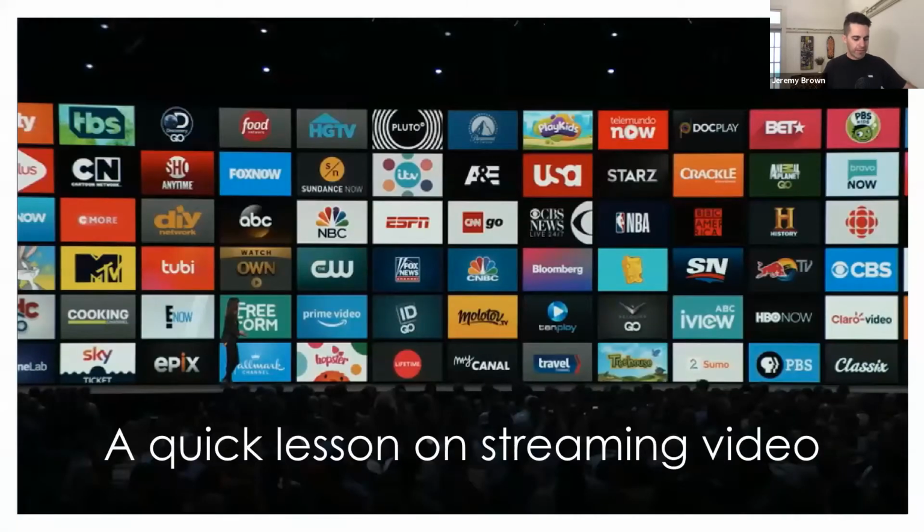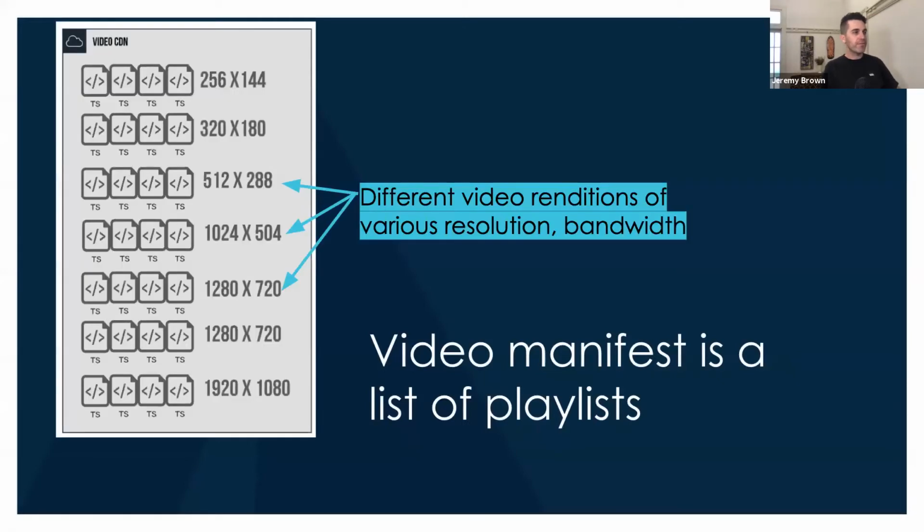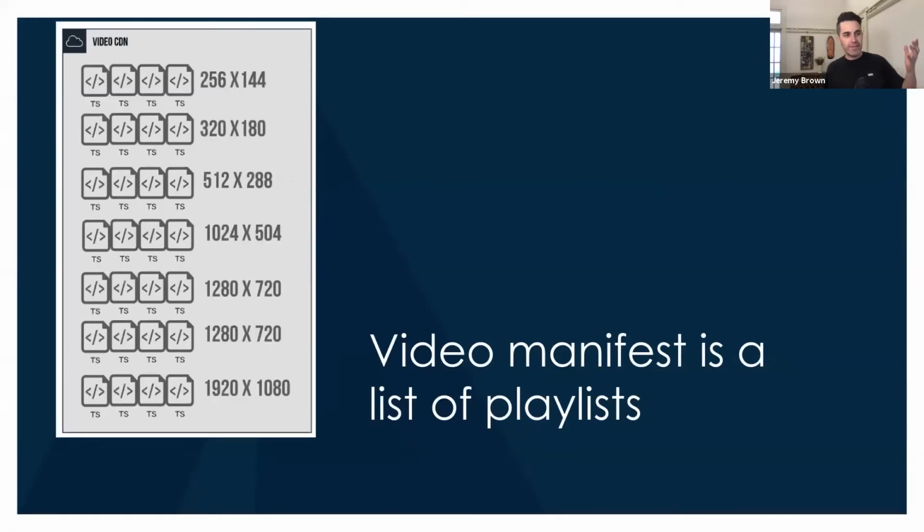I'm going to start my talk with a quick streaming video lesson for those who don't know how it works. Basically, the video is a manifest, which is a list of playlists. So if you ever watch a streaming video, what you're seeing is a list of different playlists.